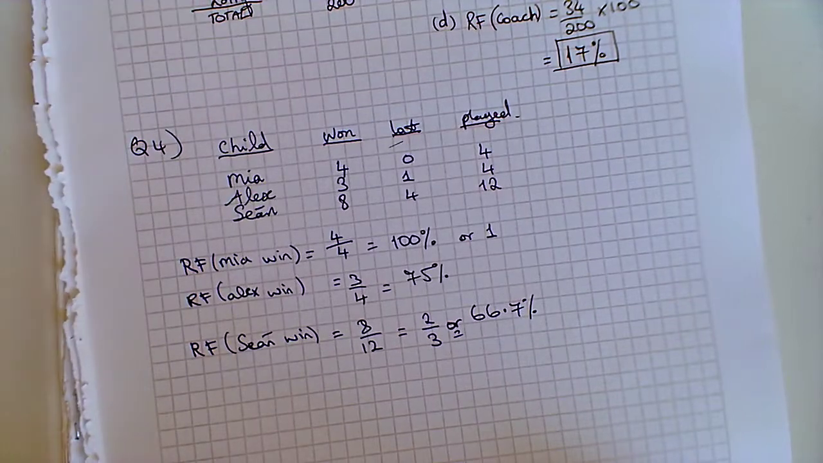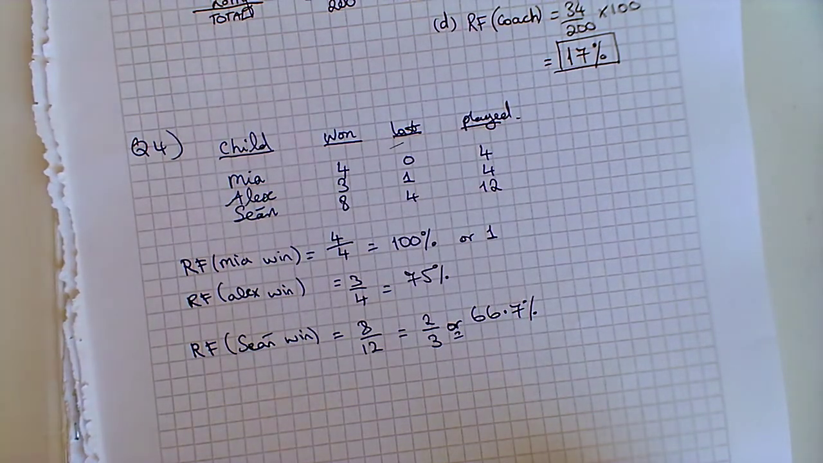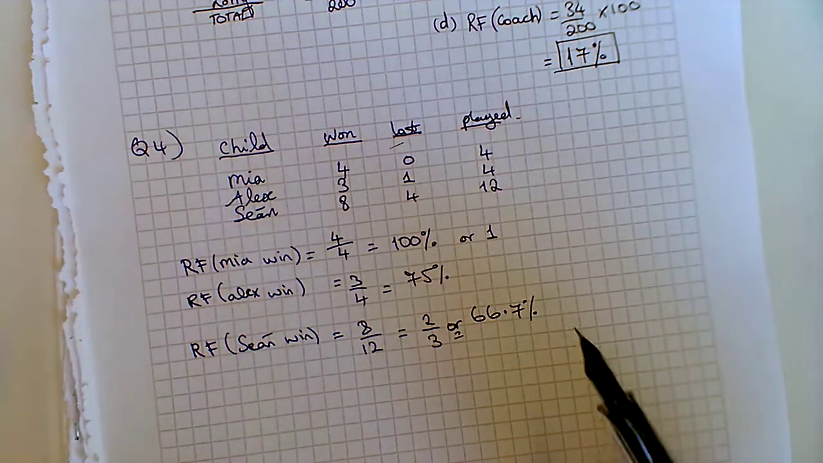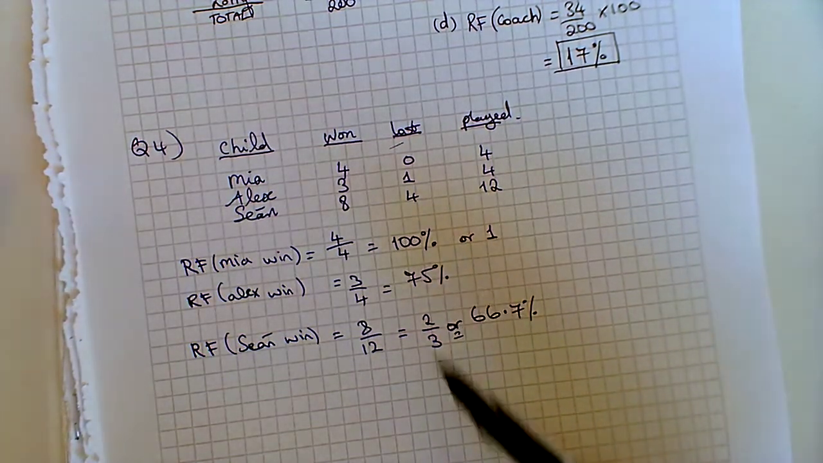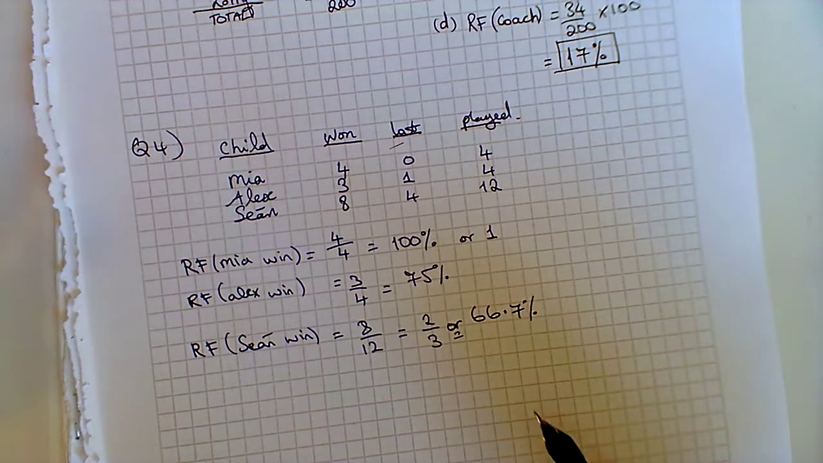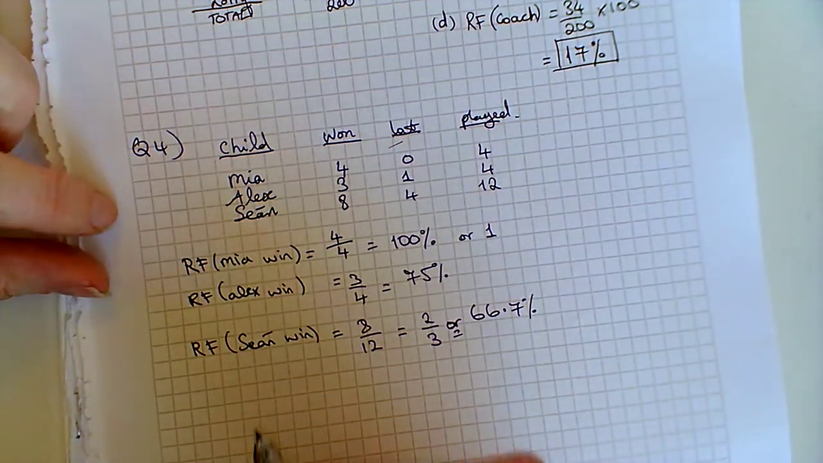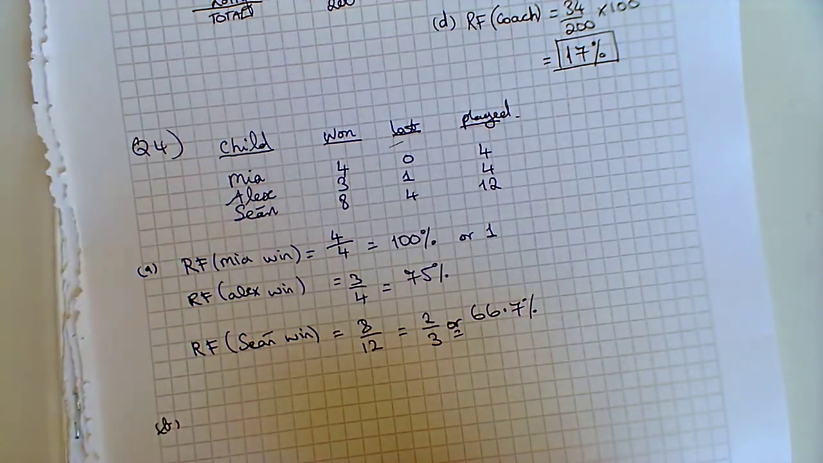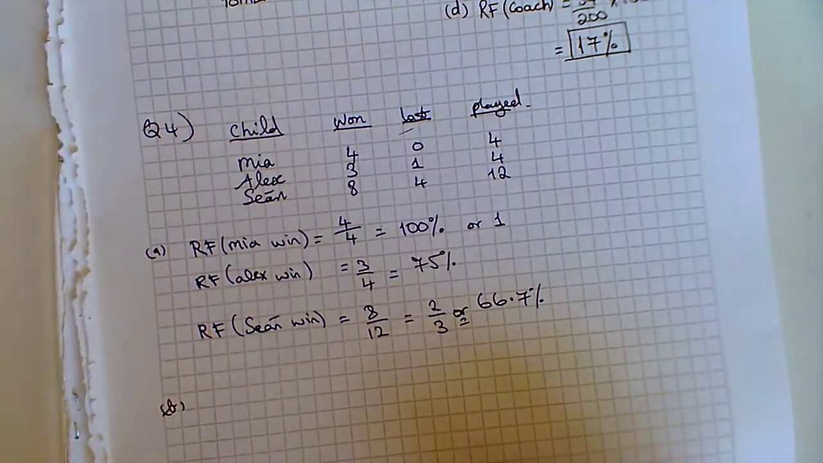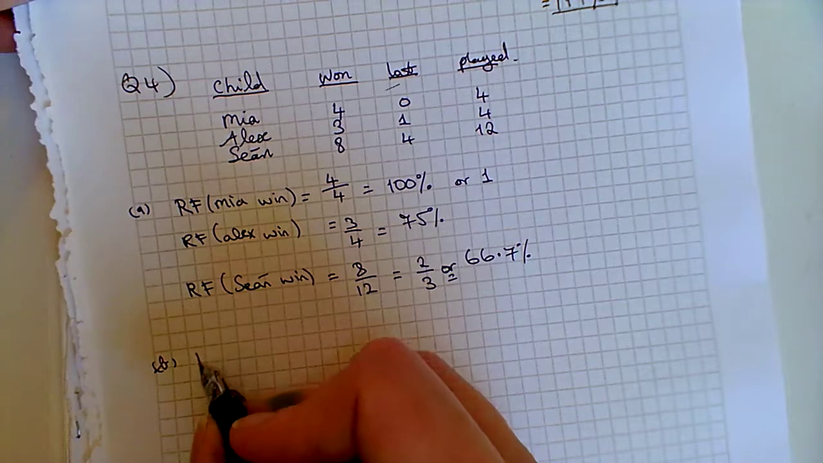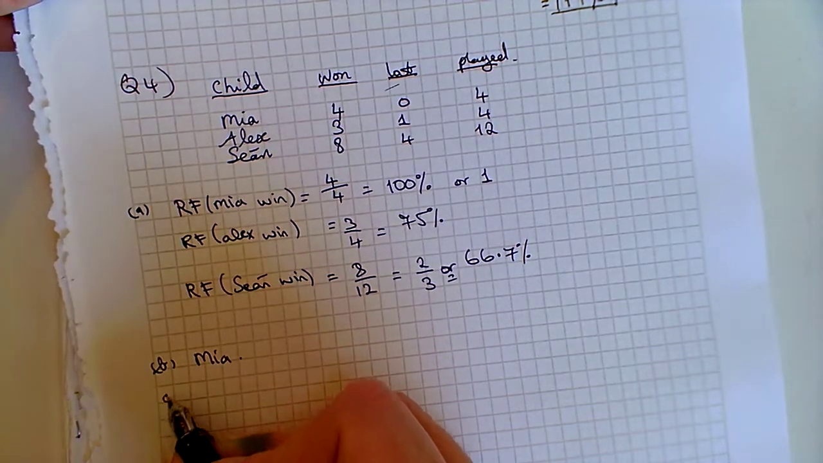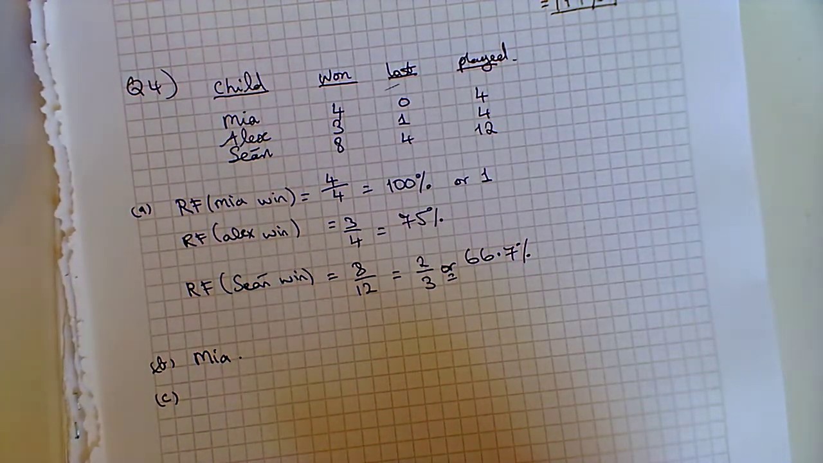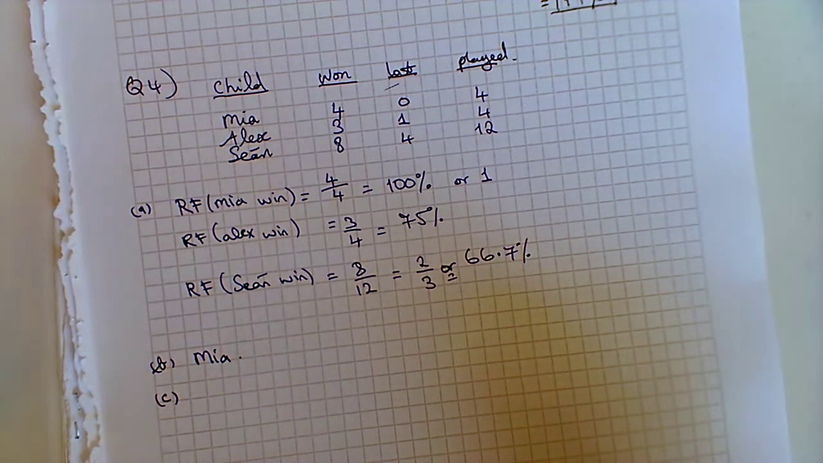Okay, so those are the answers there. They didn't say fraction, decimal, or percentage, so whichever format you decide to write it in is fine. The useful thing about percentages is it makes it easier to compare them. Who, according to their relative frequency, is the best player here? According to their relative frequency, Mia is the best player because she won 100% of her games. But is this a reasonable way of determining who's the best player?